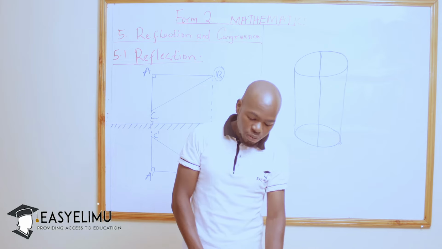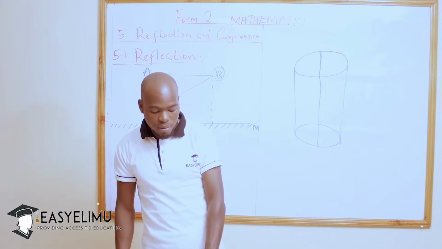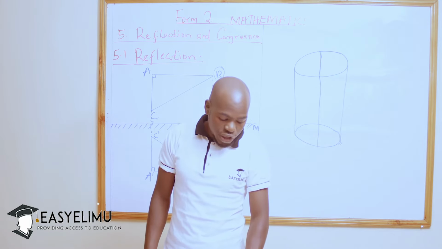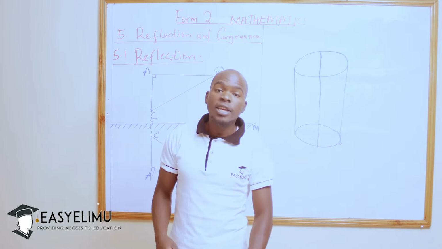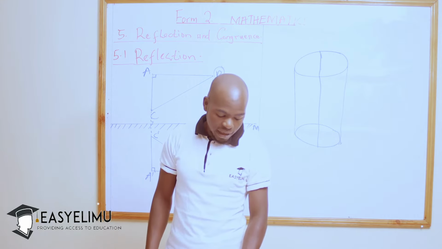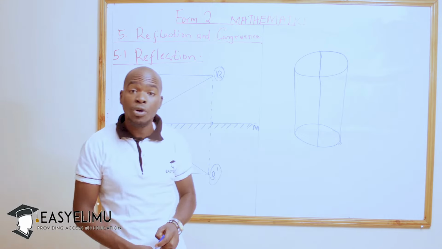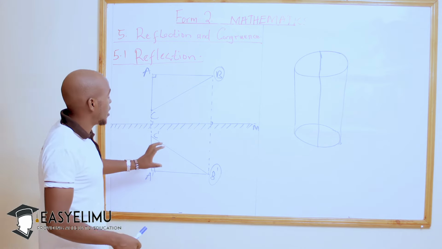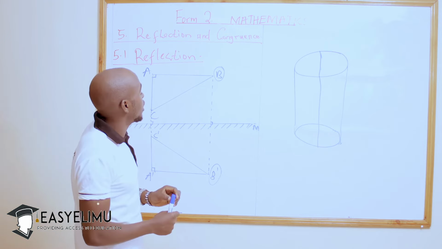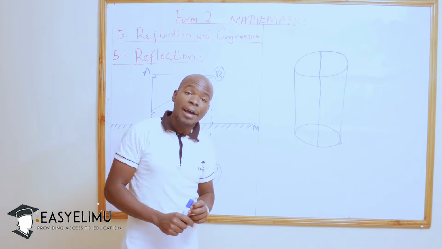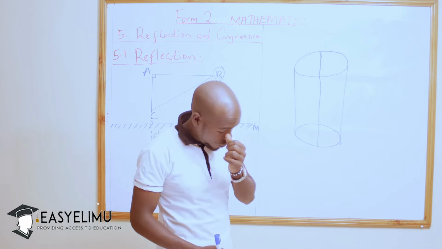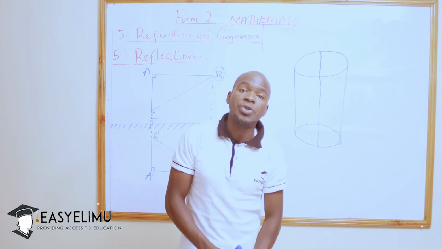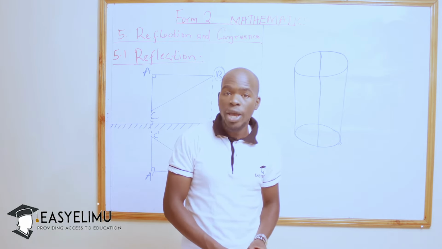So a point on the object and a corresponding point on the image are equidistant from the mirror line, and that we have seen. A line joining a point and its image is perpendicular to the mirror line, as we can see there. And we have already identified that the shape and the size of the image and the object are the same. So that is how we can find the reflection of a given object in case we have been given the mirror where it has been placed.